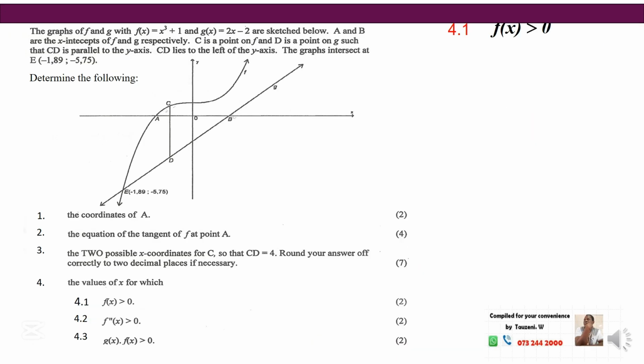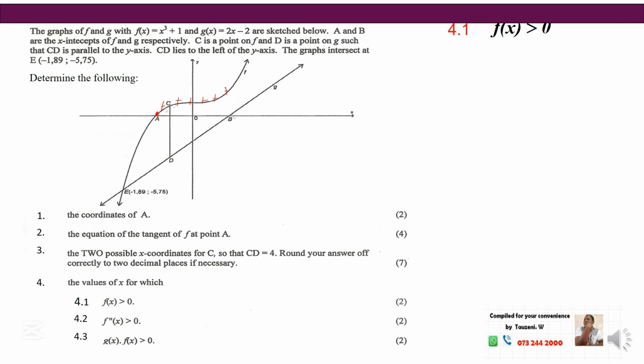All right, the last question, number 4. f of x is bigger than 0, or f of x is positive. Now, we are looking for the section of the graph which is positive. The positive part of the function is that part of the graph which is above the x-axis.